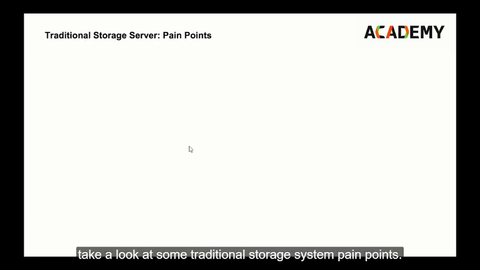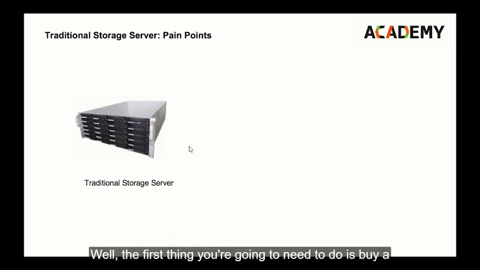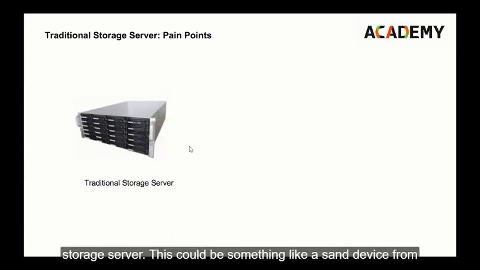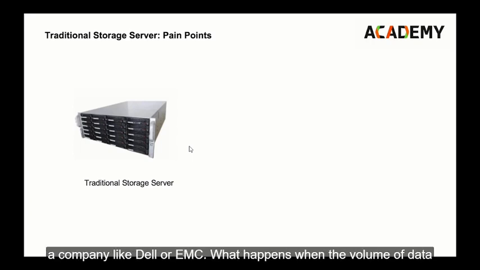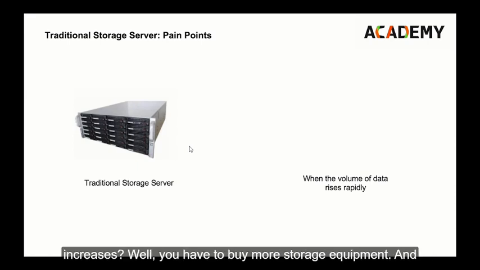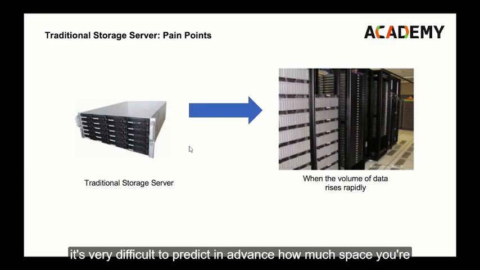So let's take a look at some traditional storage system pain points. Let's say you're developing your own off-cloud storage solution. Well, the first thing you're going to need to do is buy a storage server. This could be something like a SAN device from a company like Dell or EMC. What happens when the volume of data increases? Well, you have to buy more storage equipment. And it's very difficult to predict in advance how much space you're going to use. And you have to make sure that you plan to have overcapacity. You need to have more storage available than you actually need to make sure that you don't run out.